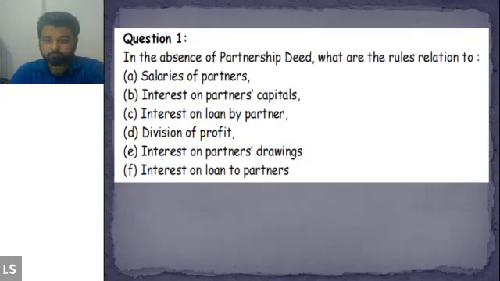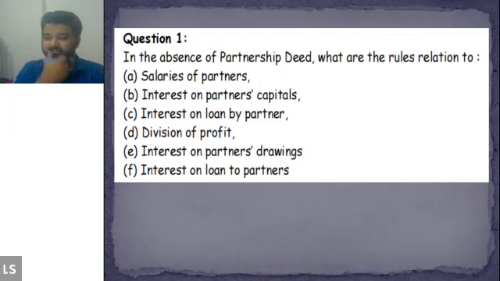Okay. Now, division of profit. If the partnership deed is silent, how can we divide the profit? In what ratio will we divide the profits of the business? Equally, correct. We will be dividing the profits of the business equally, in the equal ratio. Correct. Then the next point is interest on partners' drawing.